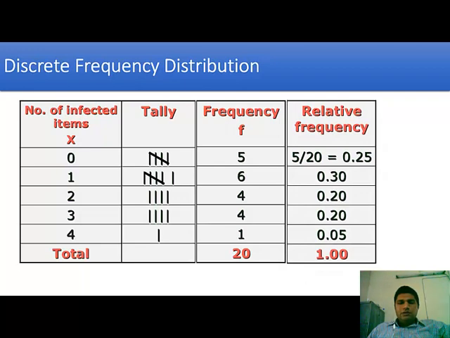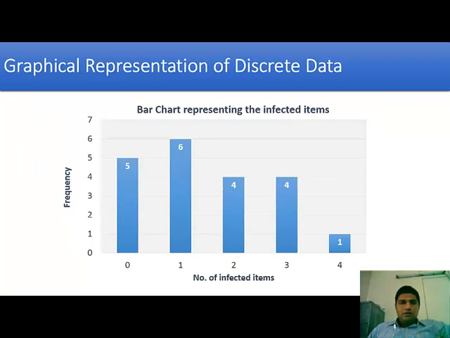Relative frequencies and percent frequencies can be obtained similar to the qualitative data problems. Well, the suitable graph is the bar chart. The number of infected plants is on the x-axis, whereas the frequency is on the y-axis. The greater the bar length, the higher the frequency for that value.